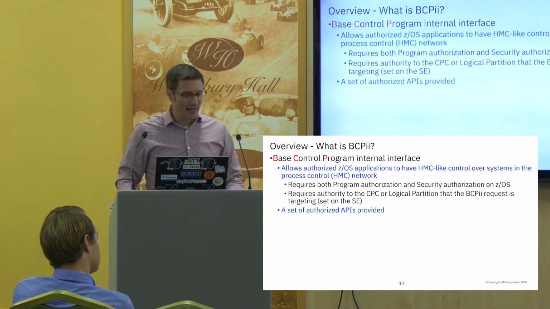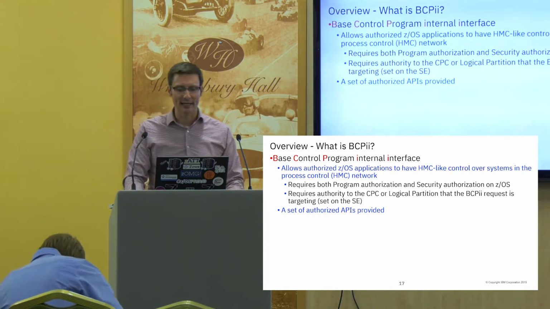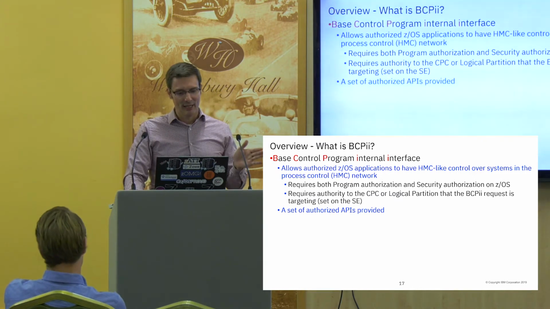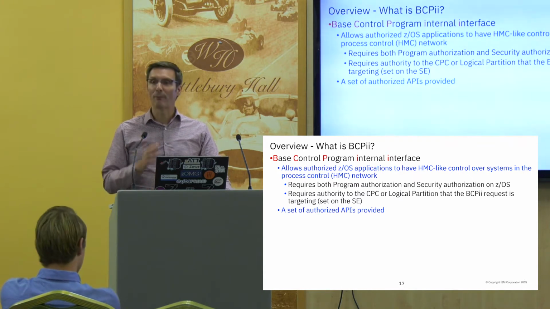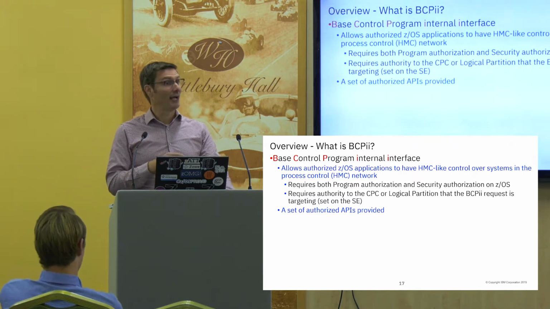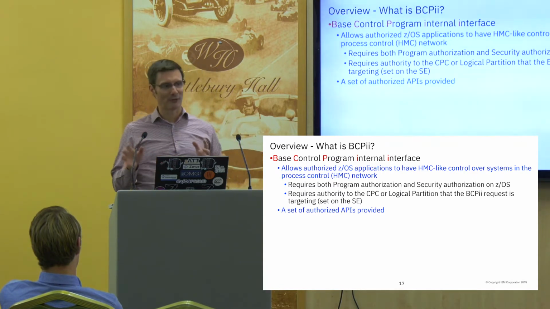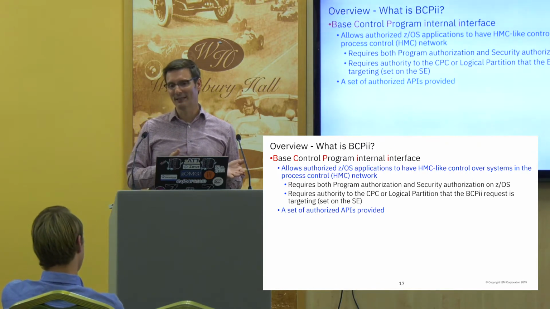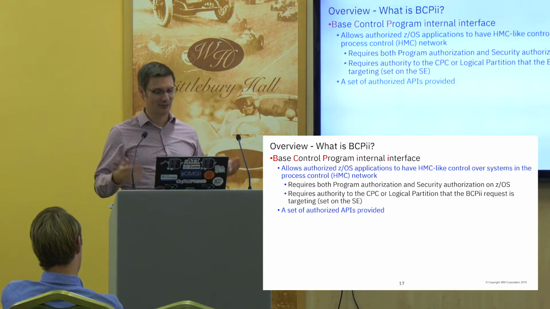So again, it allows authorized z/OS applications to have HMC-like control over systems in that network. If you have the right control, you can do those types of things. Now, it requires both program authorization as well as security authorization. We're going to talk about what each of those mean, because you need to really be authorized to do this, probably more than just about anything. Even operating system components within z/OS have to be given authority to it. Even the operating system itself sometimes has to have authority to it. So that's pretty intense. Okay?